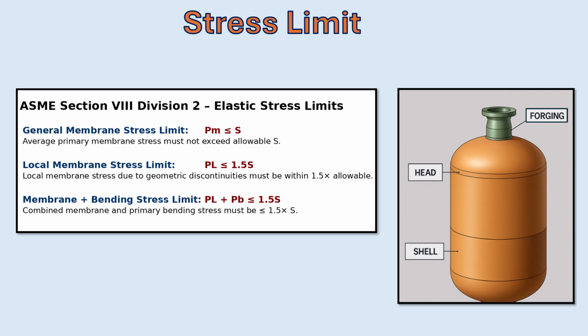The stress limits are straightforward and defined as follows. General primary membrane stress Pm must be less than or equal to allowable stress S. Local primary membrane stress PL must be less than or equal to 1.5 S. The combination PL plus PB must also be less than or equal to 1.5 S. These criteria ensure that the vessel remains safe against plastic collapse when analyzed elastically.